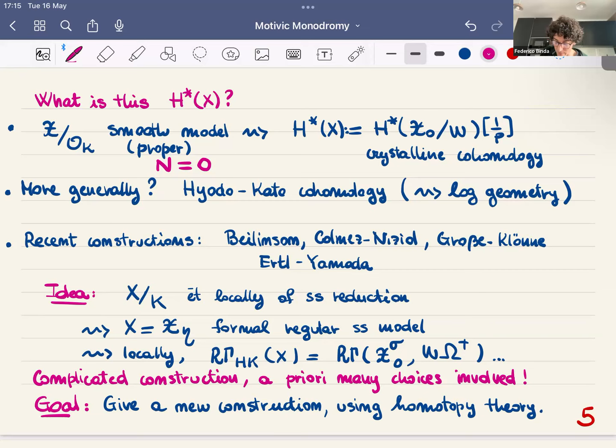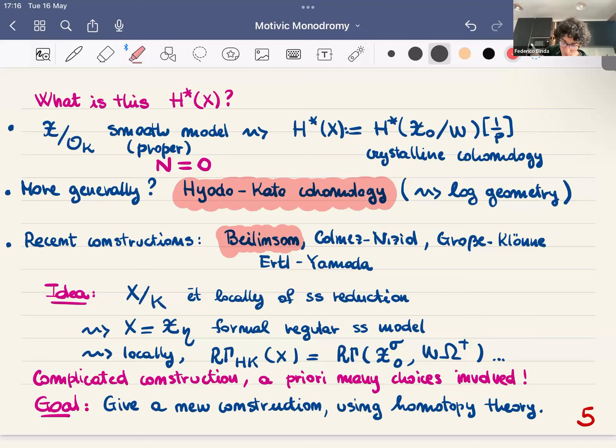So what about the more general case? If X is not smooth, this was the so-called Hyodo-Kato cohomology. It was defined using tools from logarithmic geometry. It has to do with equipping the special fiber X0 with an extra structure, which is exactly the datum of a log structure. There are more recent constructions, which ultimately boil down to the same basic idea, due to many people. I should certainly mention Beilinson, who gave the very general construction. And then this was spelled out by Colmez and Nizioł, Grosse-Klönne, and Ertl and Yamada. They did a lot of technical work on this.